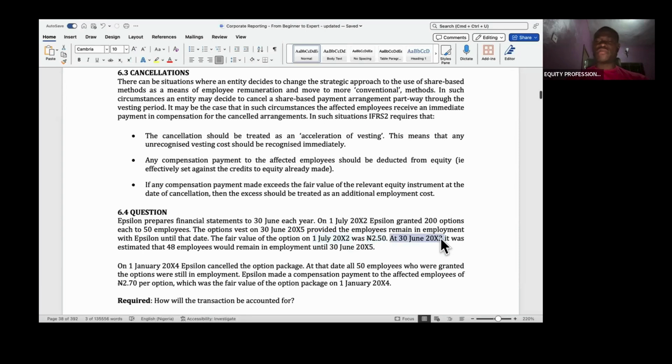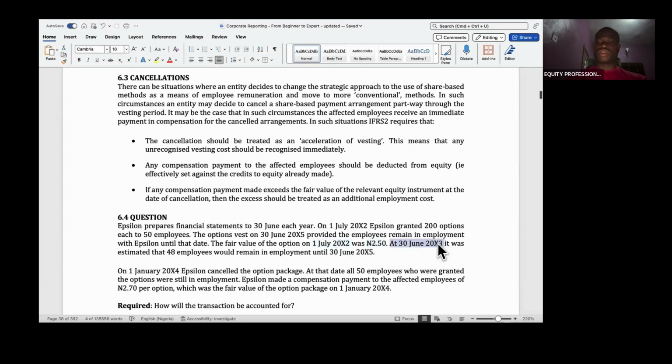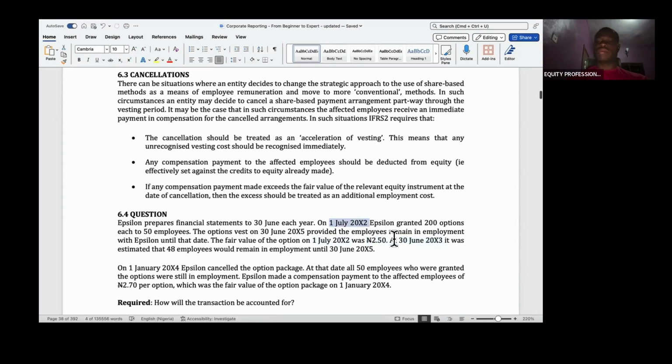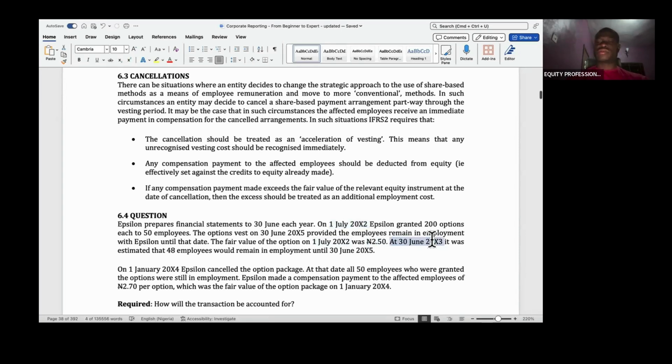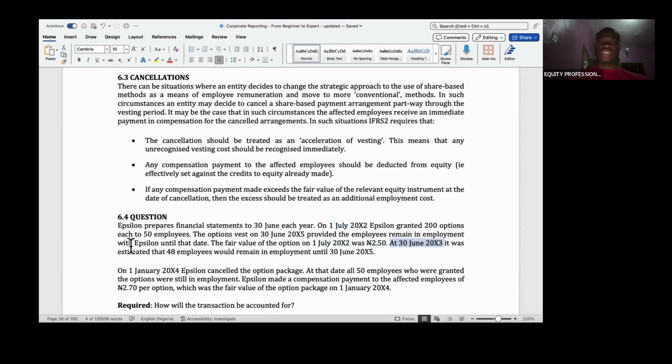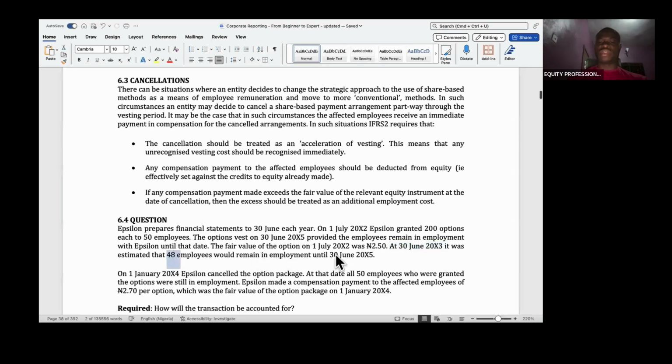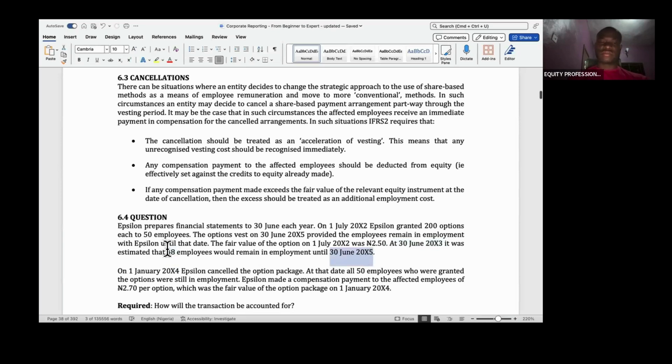We're now told that at the end of the first year, which is June 2003, since the beginning is July 2002, that means the end is June 2003, it was estimated that 48 employees would remain in employment until 30th June 2005. So they are estimating that 48 are the ones that will vest. So the estimate of vesting is 48.